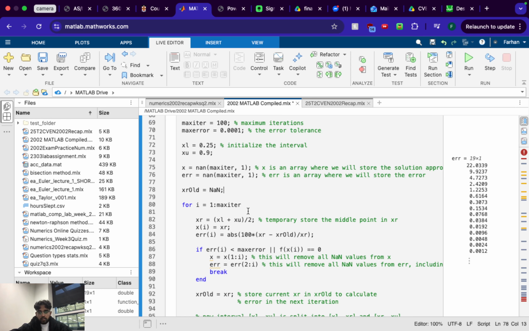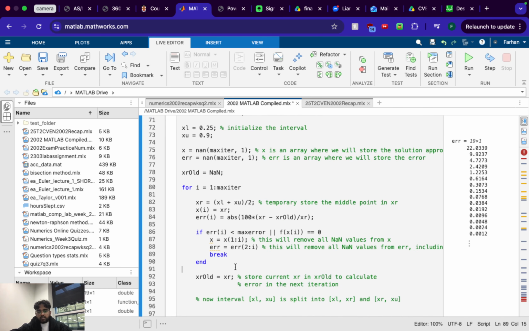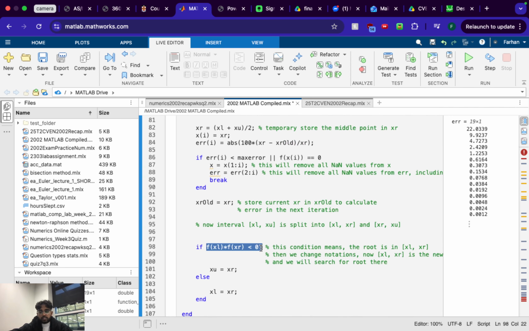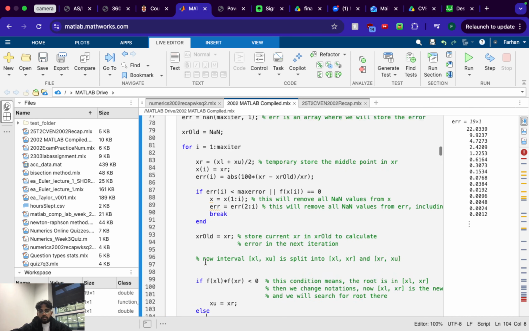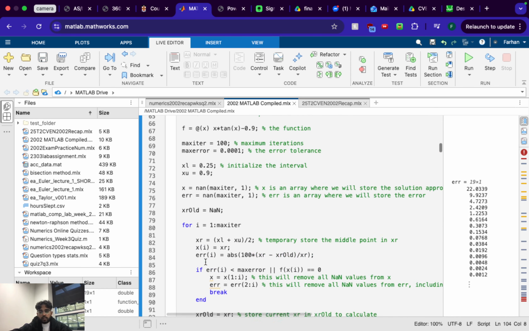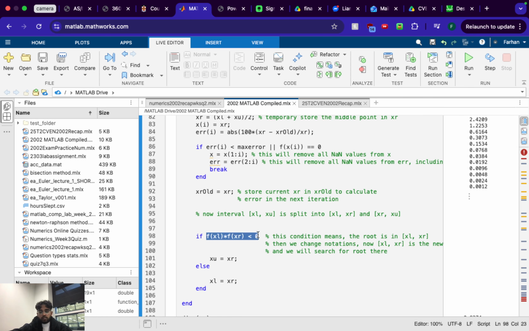Sorry, that's from work. And yeah, has anyone done Python? It's very similar to Python. And then over here, I've got some cases. I said that if the product is less than 0, then I'm going to switch my upper limit, that means it's in the lower subinterval. We've got to change our notation. It might be a good idea for me to include as well, if it's equal to 0, then my xi is going to be equal to my root.